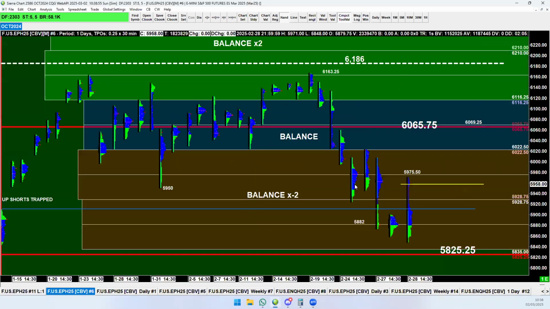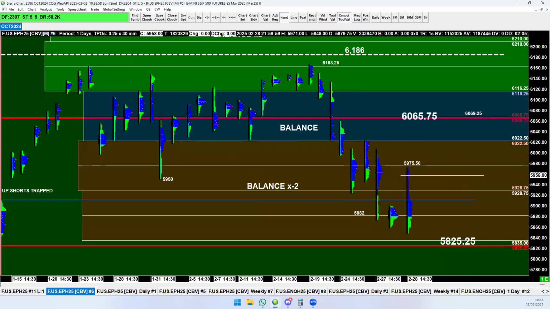Now let's go take a look at a smaller balance zone. Now, this balance zone is just from the beginning of the year. Okay. So that shows the rotation of inventory since the beginning of the year.